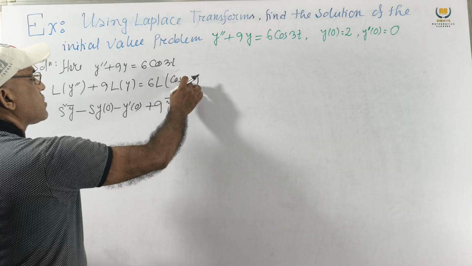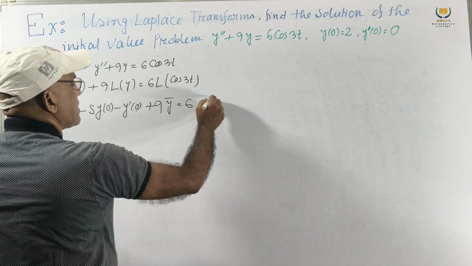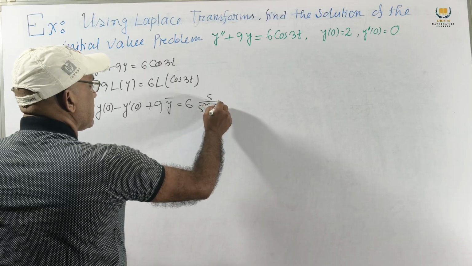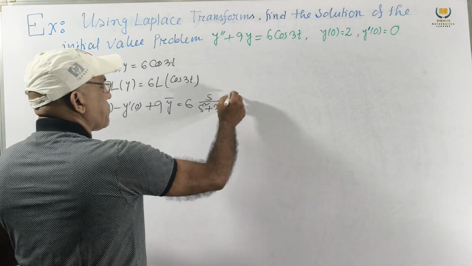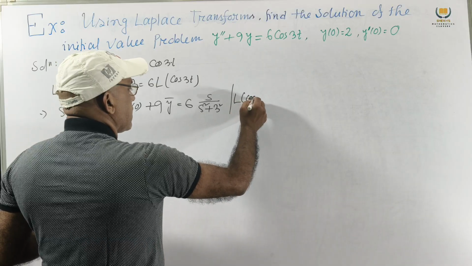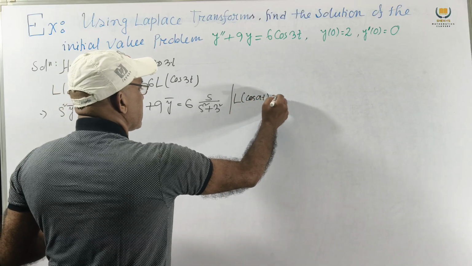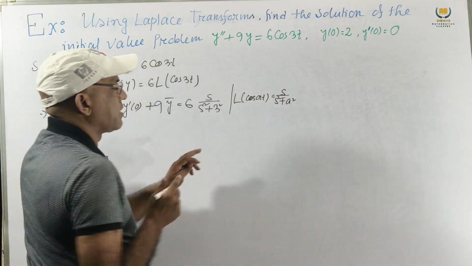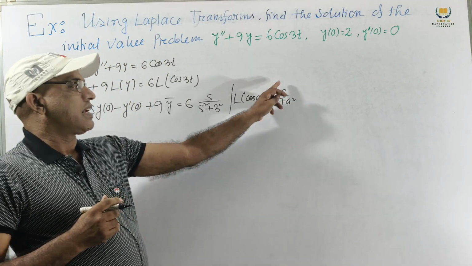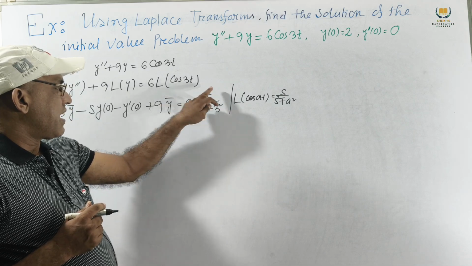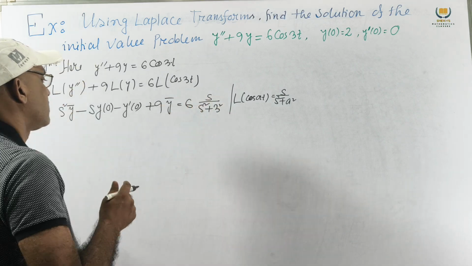And L of 6 cos 3t is 6 s by s square plus 3 square, because you know this formula: L of cos at is s by s square plus a square. So a means 3, giving s by s square plus 3 square. So we get this.